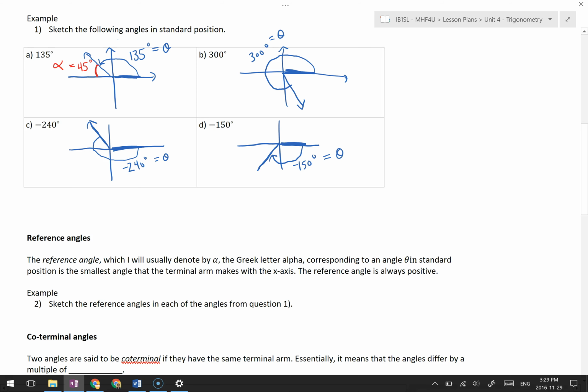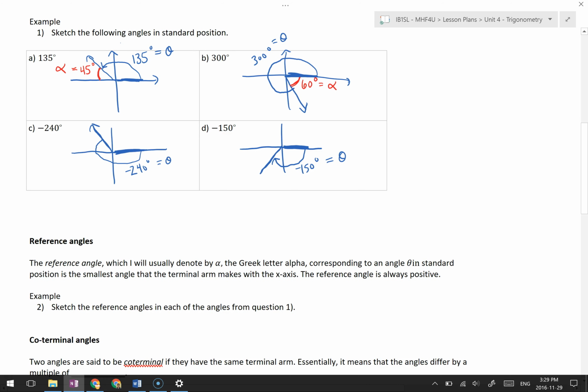We see in B, what will be the reference angle? Well, the reference angle would be this angle right here. And that's the angle between 300 degrees and 360. So it is 60 degrees. In C, the reference angle, be careful, it's not this angle, it's not that angle. It's the smallest angle between the terminal side and the x-axis. So it would actually be this angle.